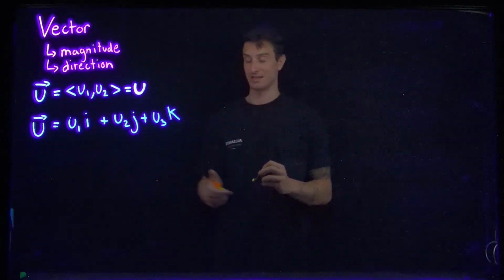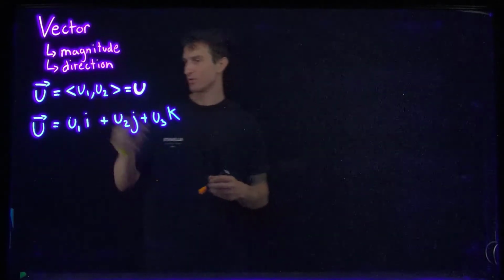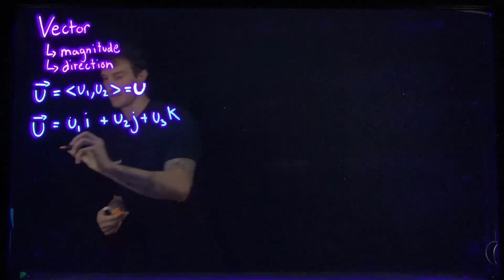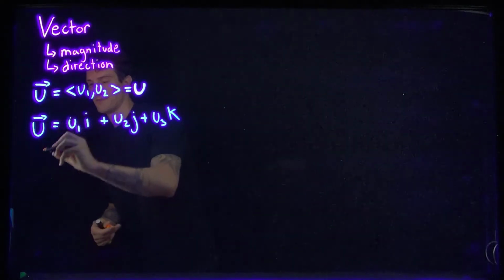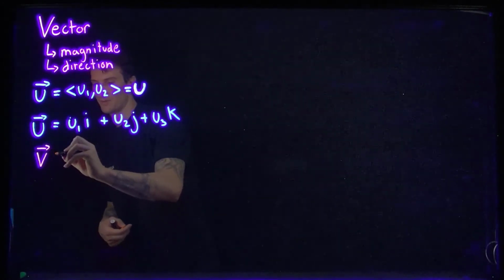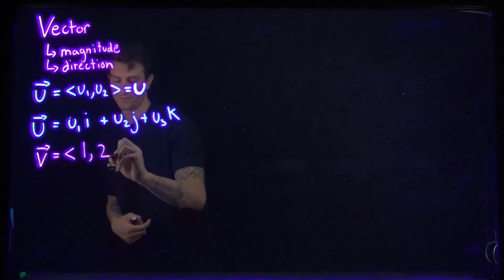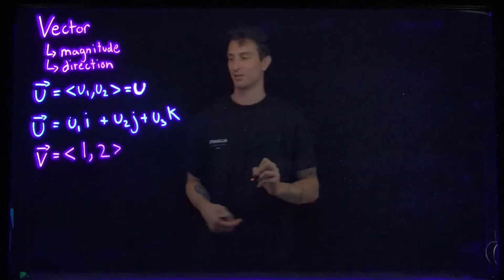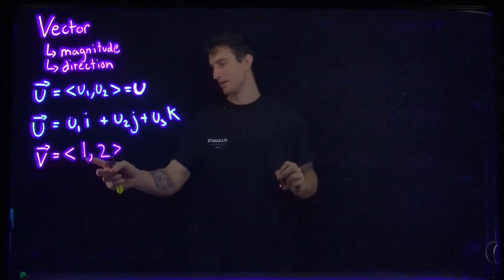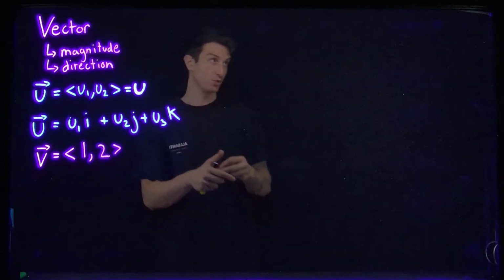And I'll give us some examples here. So let's go with a two-dimensional one. What does this look like? And I'm going to call this one V from now on just to differentiate. So let's say we have V, which is a two-dimensional vector, and we have 1, 2. So this is a two-dimensional vector. All it's saying here is that we're moving to the right 1 and up 2. So let's get a visual at what that looks like.